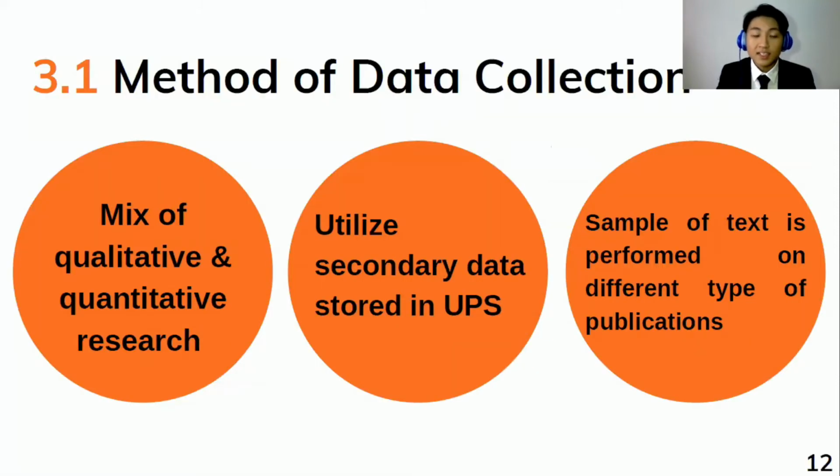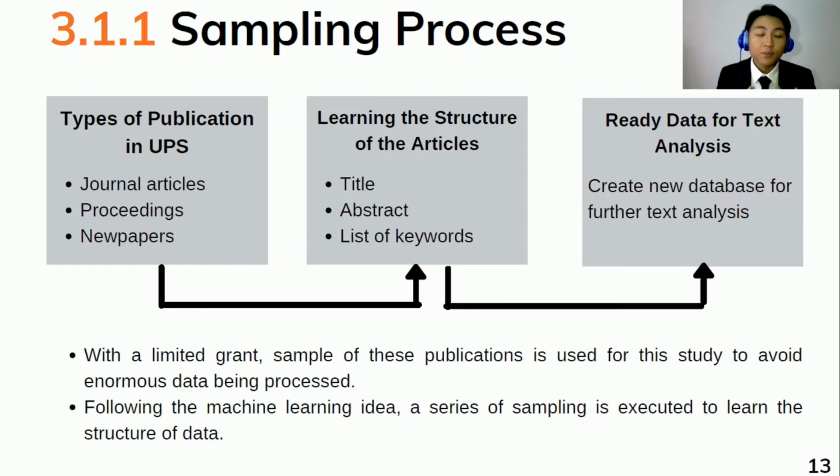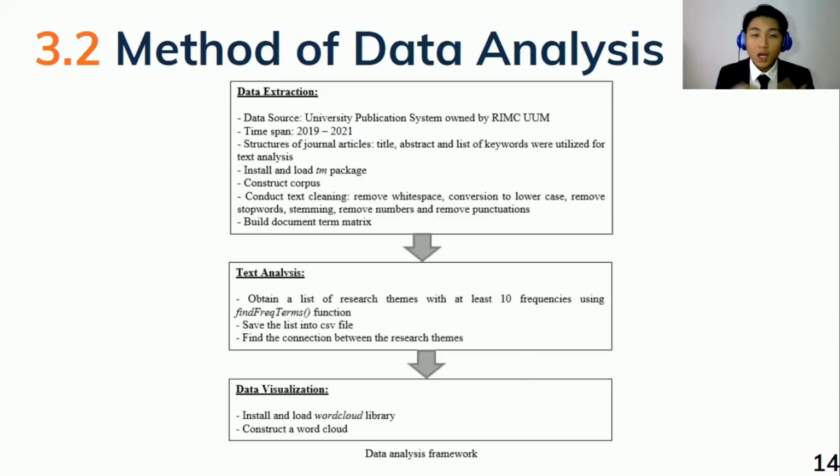So this study is a mix of qualitative and quantitative research, and we utilize the secondary data stored in the UPS, and the sample of the text is drawn from different types of publications. All right, with a limited grant, we only use journal articles as the sample of the publications. Then we only use the titles, abstracts, and list of keywords. All right, so this is the data analysis framework for the study.